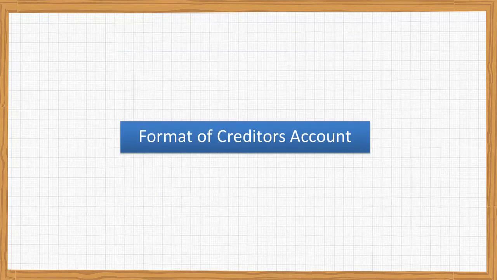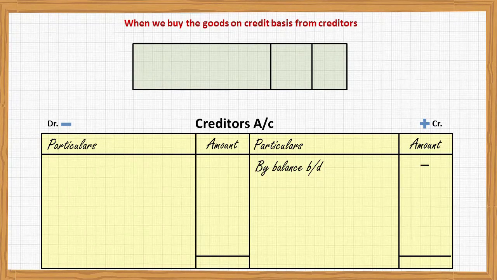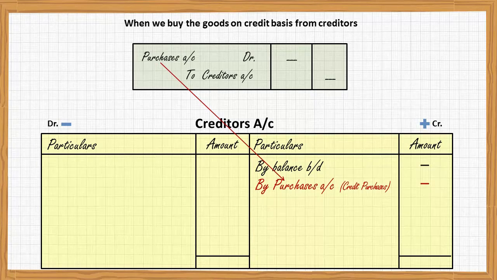So let's prepare the format of creditors account. On credit side, first of all, by balance BD. And let's recall the series of transactions related to creditors account. First of all, when we buy the goods on credit basis from creditors, what is the journal entry? Purchases account debit to creditors, means creditors account is credited. So on credit side, by purchases account. In the bracket, or in the inner column, you should write down credit purchases.